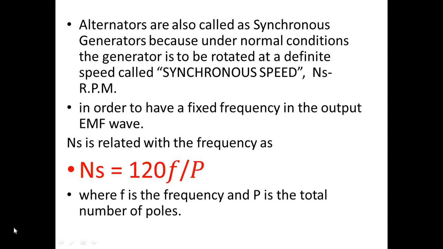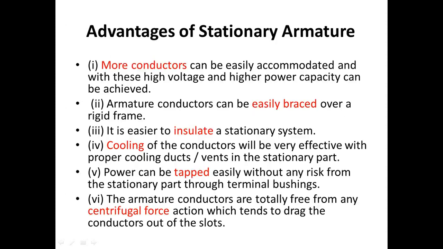Alternators are also referred to as synchronous generators because under normal conditions, the generator is to be rotated at a definite or constant speed. That speed is referred to as synchronous speed. Always the alternator will rotate at a constant speed, the synchronous speed. In order to have a fixed frequency, Ns is given by 120F by P, where F stands for frequency and P is the number of poles fitted on the alternator.